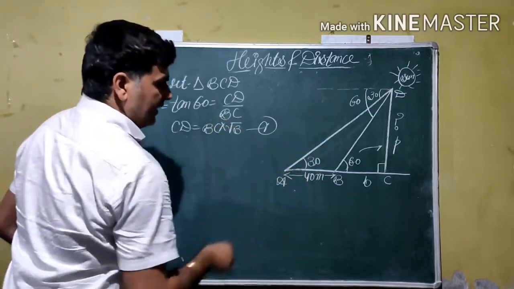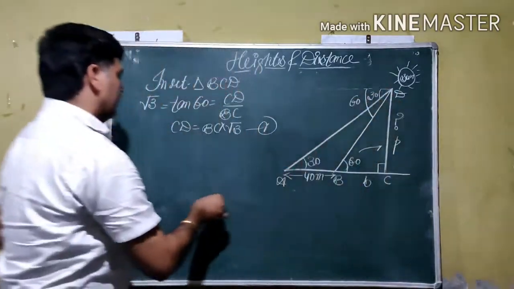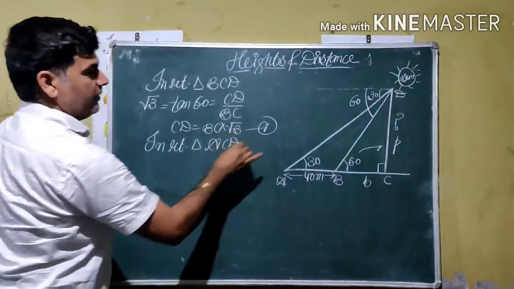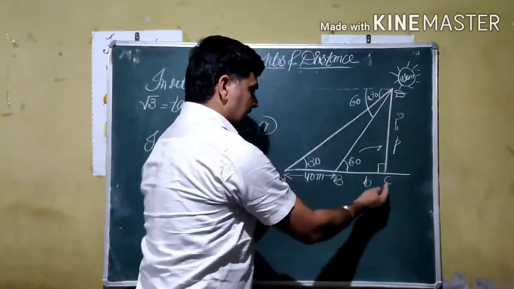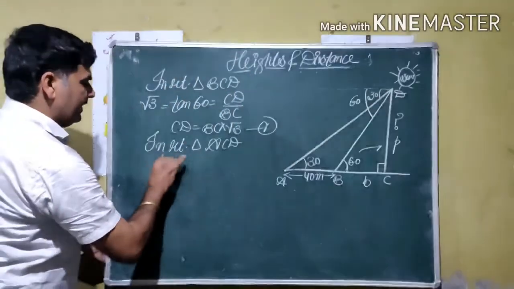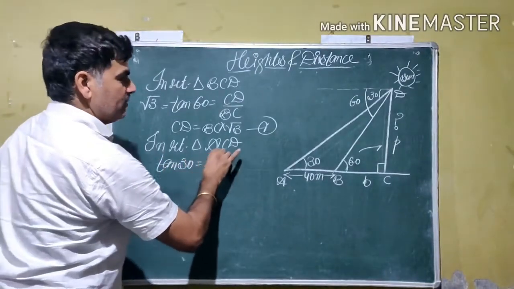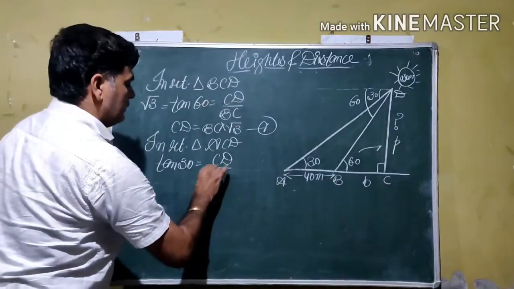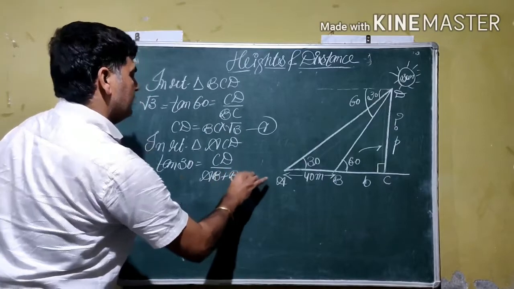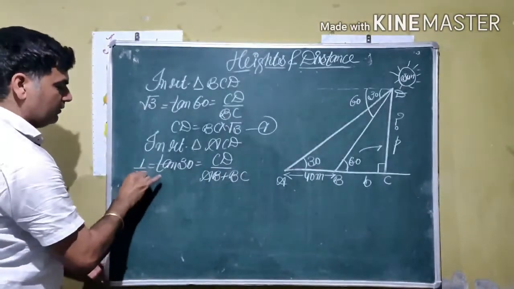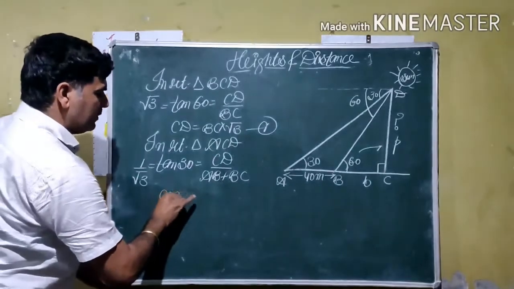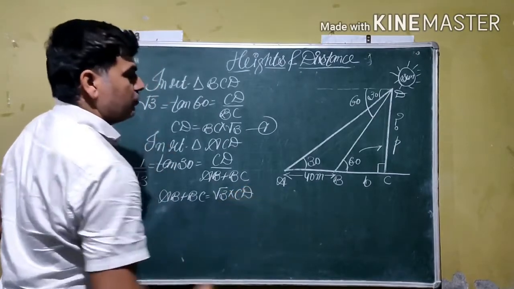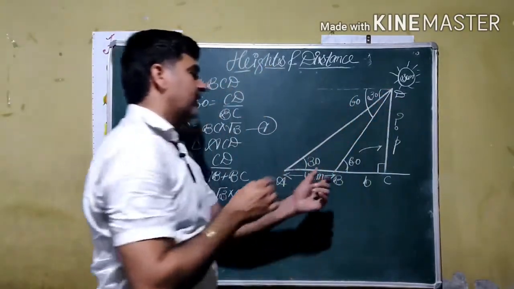Now we are using another triangle, the bigger one, ACD. In right triangle ACD, we observe the height is CD and the base is AC. So P by B again, tangent 30, is CD by the full side AC, which is AB plus BC. Tangent 30 from the table is 1 by square root 3. By cross multiplying, we get AB plus BC is equal to square root 3 times CD. Because our question is to find the length CD, there is no need of BC.